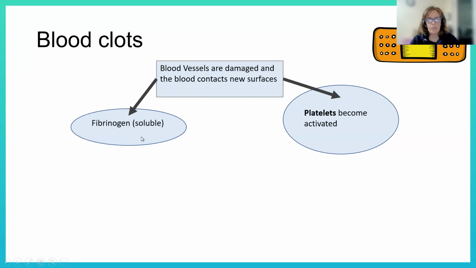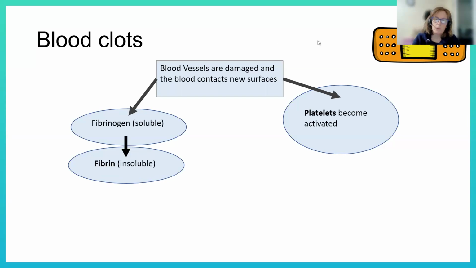So if the blood vessels are broken and the blood comes into contact with new surfaces that it's not normally in contact with, this activates some biochemicals that cause the platelets to become activated. And they also cause the fibrinogen, which is soluble, to come out of solution and to become something called fibrin, which is insoluble. So we've got these platelets, these little bits of cytoplasm that have been pinched off cells, floating around in the blood now. And we've got all these fibrin fibers now. These are proteins which were soluble, but they're no longer soluble. These are also floating around in the blood.